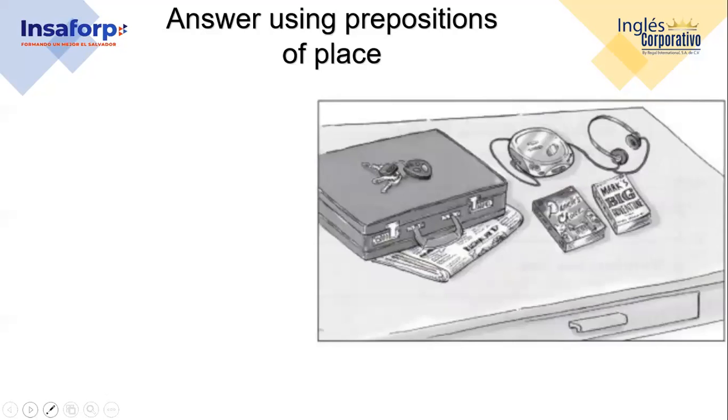Okay, give me a second. Okay, take a look at this picture. And can you please help me to answer the following question? Question number one, where are the keys? ¿Dónde están las llaves? Antes de responder, ¿cuáles son los artículos? ¿Cuál es el nombre de cada uno de los artículos que están en la imagen? We have keys. Newspaper. CD player. Bag. Paper. Newspaper. Yes.